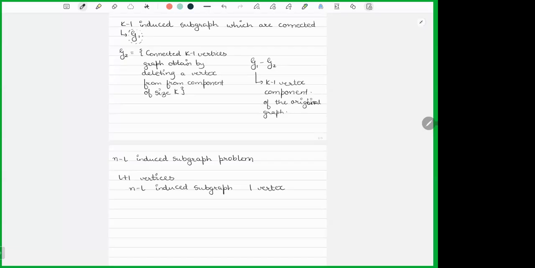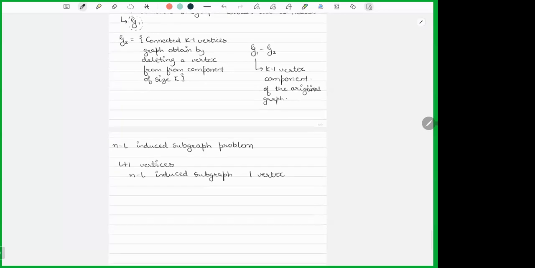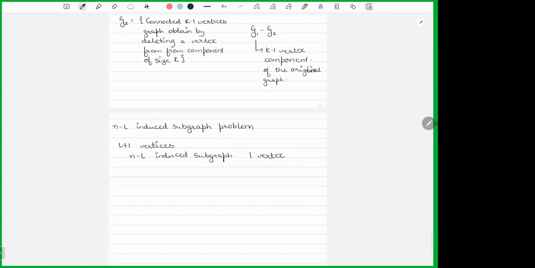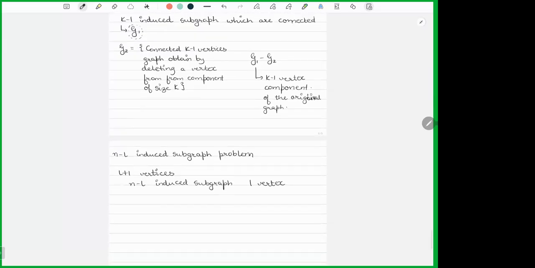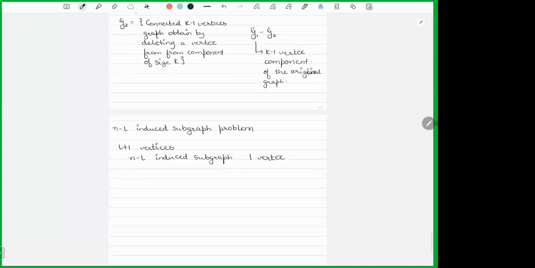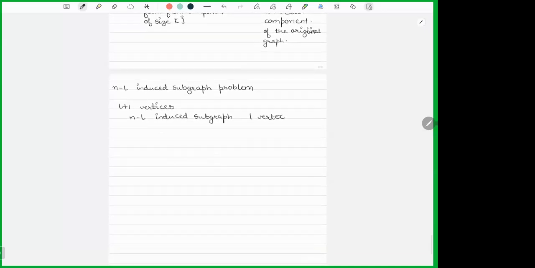So now the problem is which graphs are actually reconstructible using just the n minus l induced subgraphs. That could be a generalization of my original problem, right? And one more different problem which is natural to ask is, what if instead of deleting the vertex, I deleted the edge? That is known as the edge reconstruction problem.